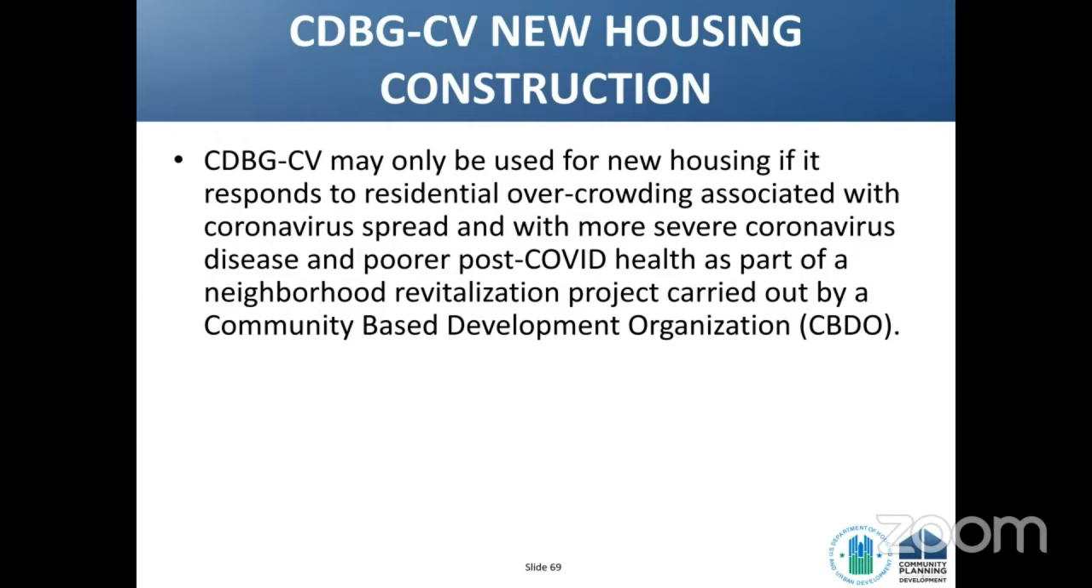And as you know, some people living in a residential unit may be immunocompromised or may have had chemo or something. And if they end up with COVID, they're going to have a more severe outcome than a person who has not. And so if all of this can be clearly documented, and there's a CBDO involved, then CDBG-CV can be used for new housing construction, but only in this instance. Next slide, please.